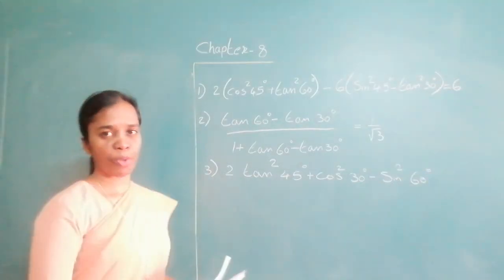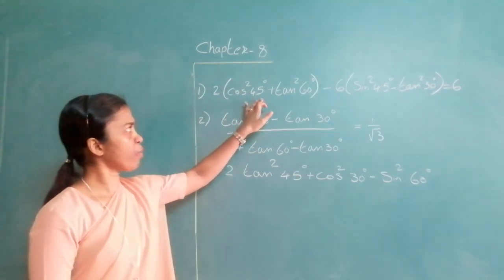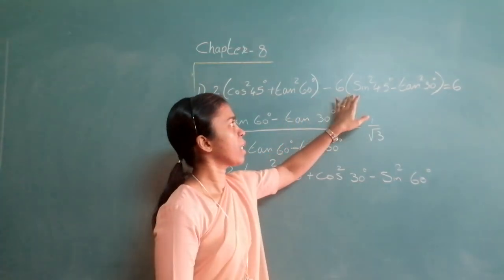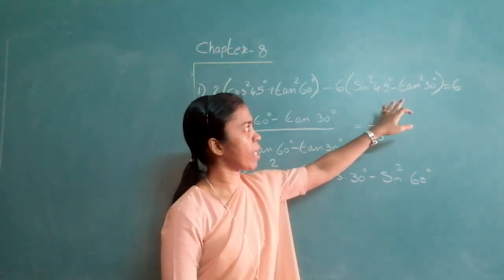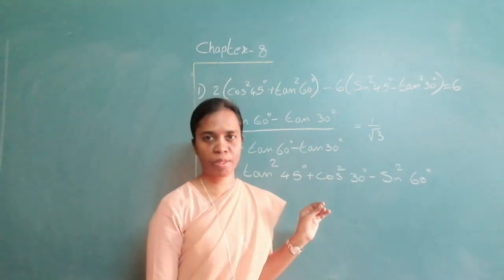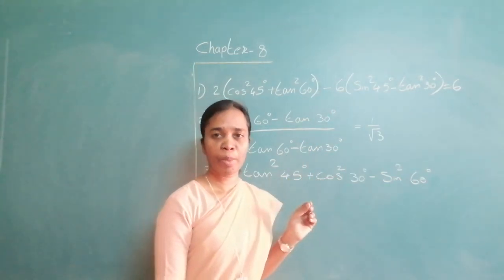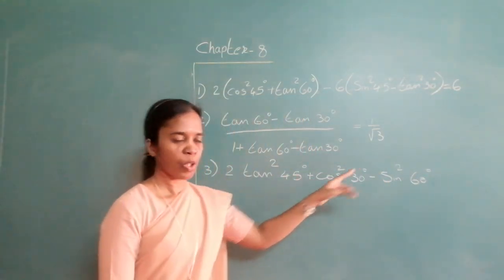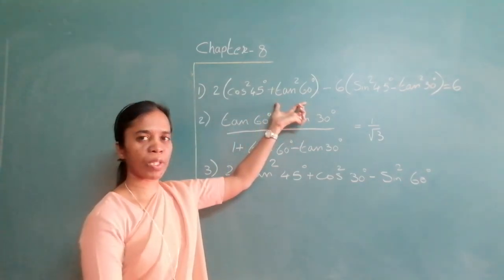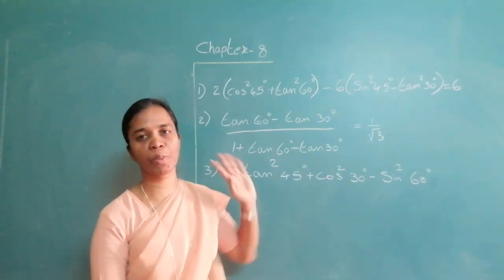Okay, these 3 questions are for your homework. First one, 2 bracket cos square 45 plus tan square 60 bracket close minus 6 bracket sin square 45 plus tan square 30 equal to 6. You have to prove this. The first 2 questions' answers are given. You have to prove, means you don't solve this. You first find out the left hand side. So you take only the left hand side, you solve and you get the final answer. That is only to show that the final answer should be 6.